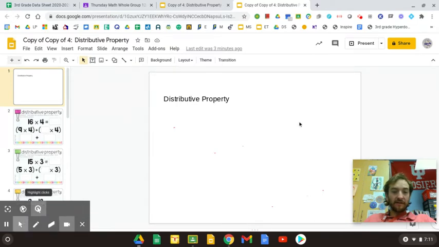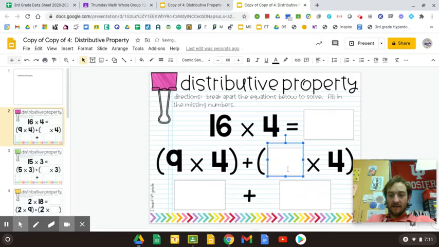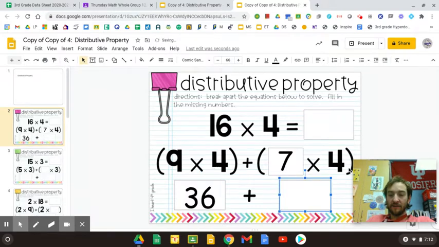So let's look at some of these on your homework. So we have 16 times 4 equals what? So what they've done is they split it up here by doing a 9 and a blank. The blank is going to be what plus 9 gives me 16. Well, I know that 7 plus 9 equals 16. Then all I have to find is 9 times 4 equals 36. 7 times 4 equals 28.